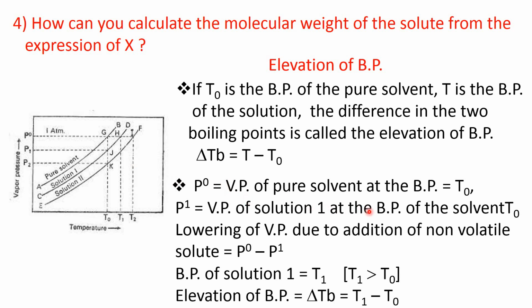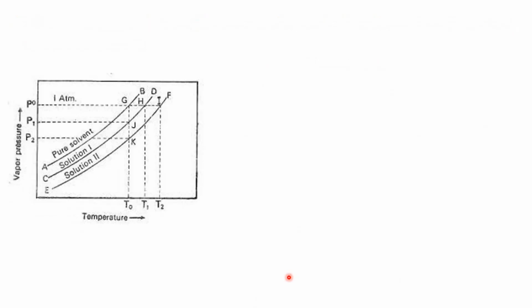So P0 is the vapor pressure of the pure solvent at the boiling point T0, and P1 is the vapor pressure of solution 1 at T0. The lowering of vapor pressure due to addition of non-volatile solute is P0 minus P1. The boiling point of the first solution is T1, and T1 is greater than T0, and the elevation of boiling point, delta TB, will be T1 minus T0.